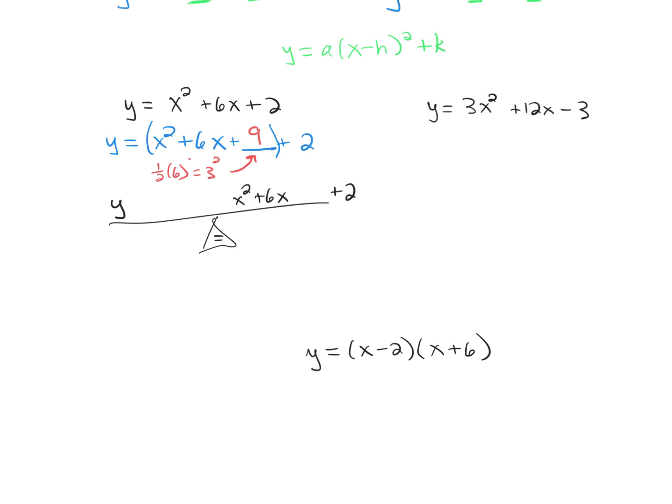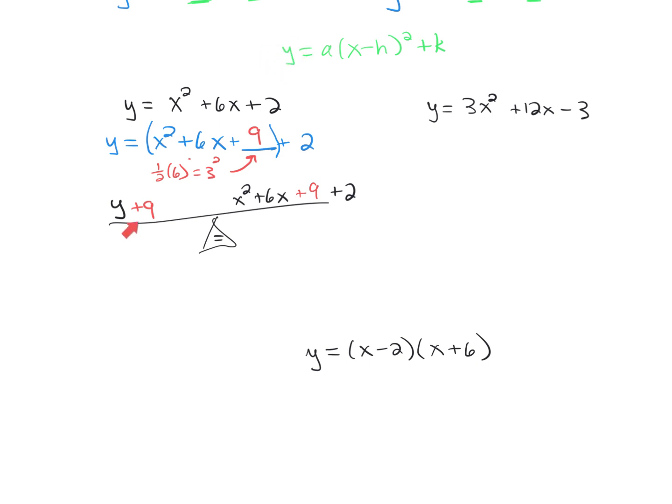Now, I'm going to erase this for a second so that you can see what's going on here. Right now, this is the original problem, and it's balanced. Here's the y. Here's the other stuff. Now, if you want to add a 9 to the right side, you have either got to add the 9 here and then add the 9 here to keep it balanced. That's what we did when we were solving quadratic equations. But notice we don't want anything with the y.